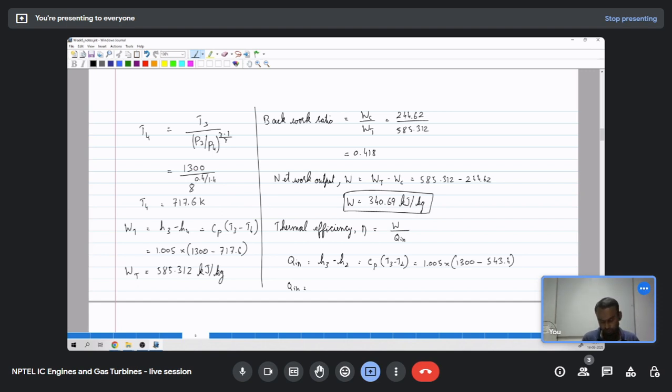So now we have the total heat that is added to the system. This is 760.38 kilojoule per kg. Now we can calculate the thermal efficiency, which is 340.69 divided by 760.38. This is 44.8%.